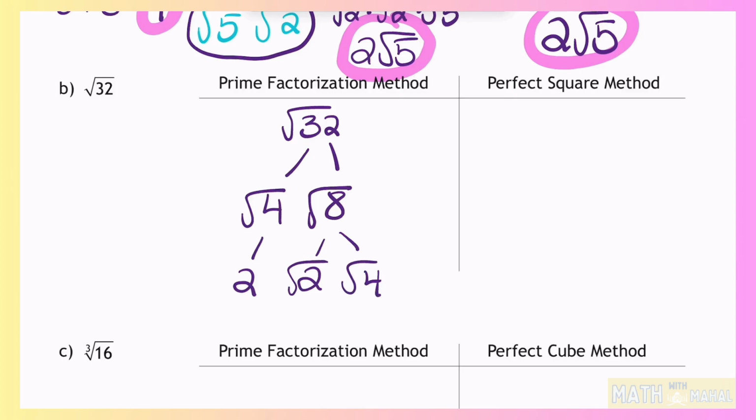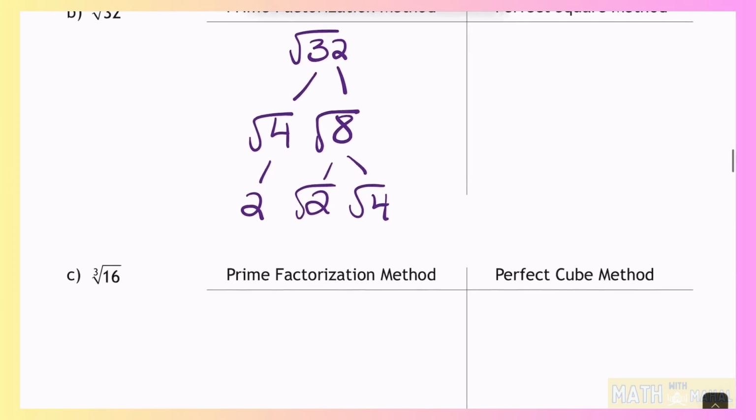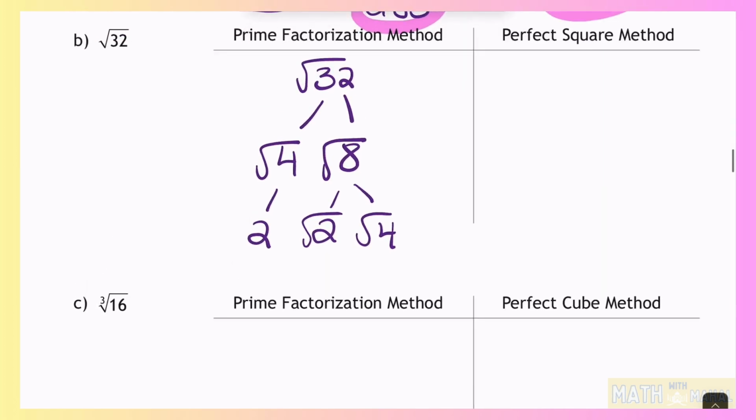So again, we can kind of get a breakdown of this. My root 4 is going to become 2, sorry. So now I can multiply these numbers. So 2 times 2 is 4 root 2. So that would be the answer for that one.